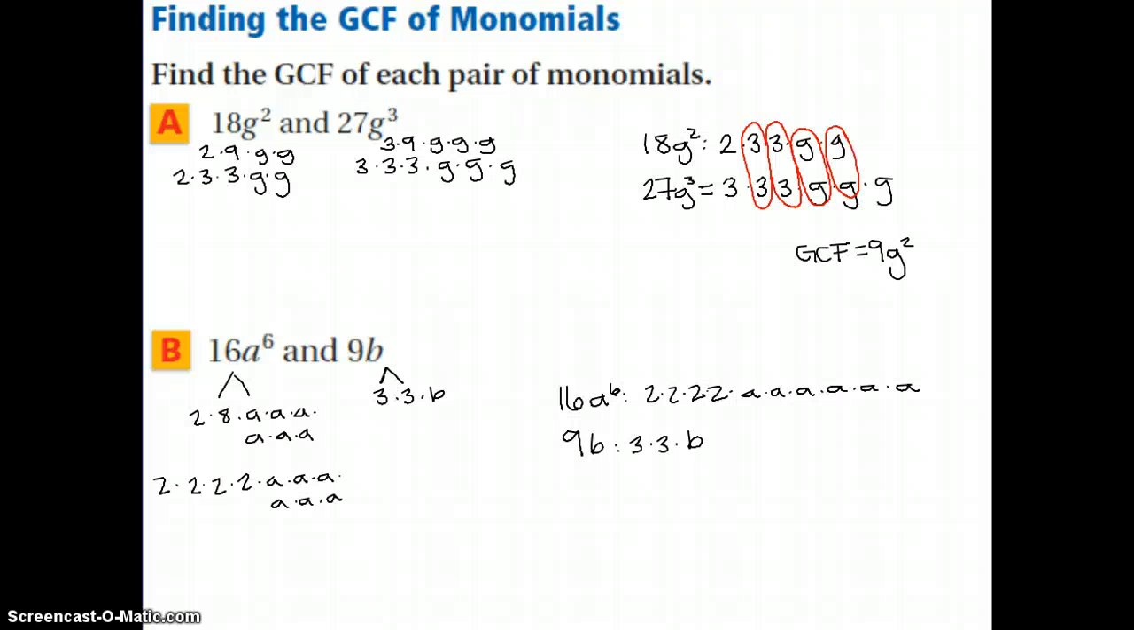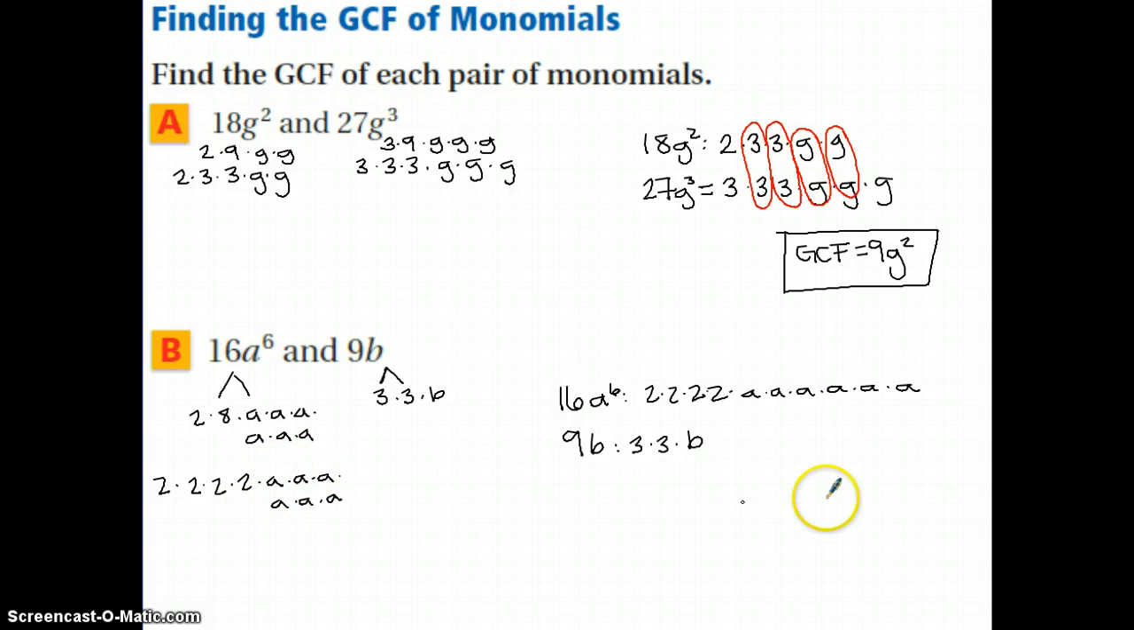For the first, when I factored 18g squared, I got 2 times 3 times 3 times g times g. For the 27g to the third, I got 3 times 3 times 3 times g times g times g. Identifying what they had in common, I found they had 2 3's and 2 g's, which multiplied to find my GCF of 9g squared.